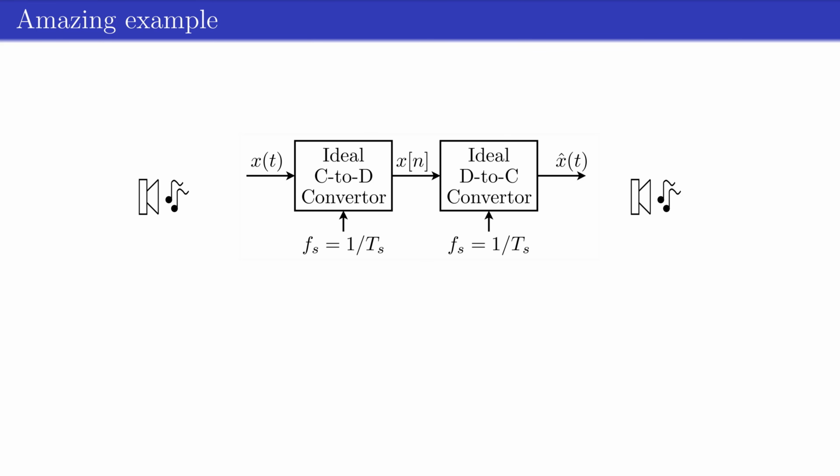This chirp signal is first converted to the discrete time and after that to the continuous time again, without applying any operation to the samples in the discrete time domain. The resulting continuous time output signal sounds as follows.